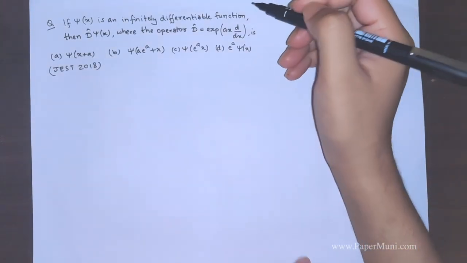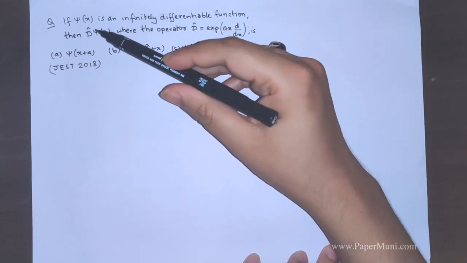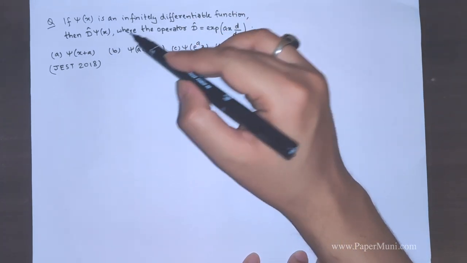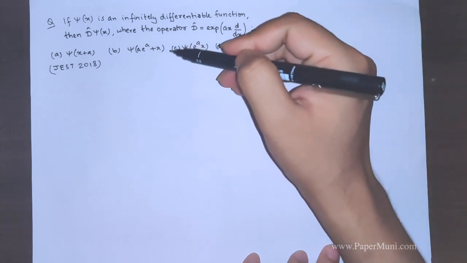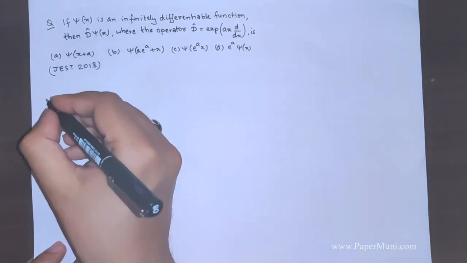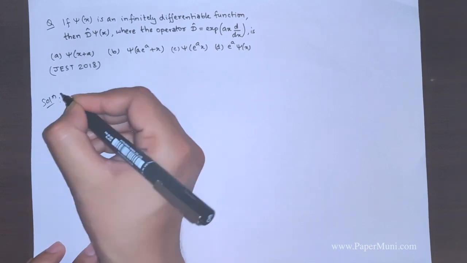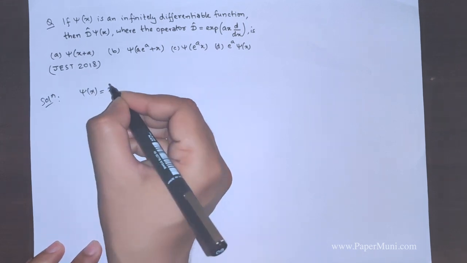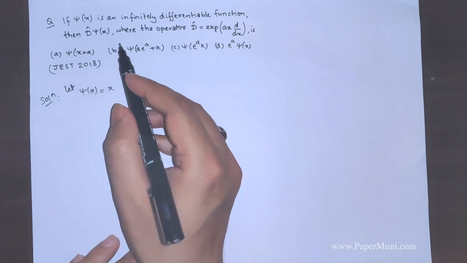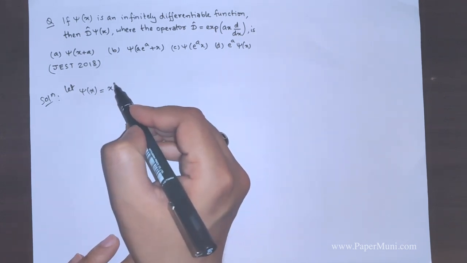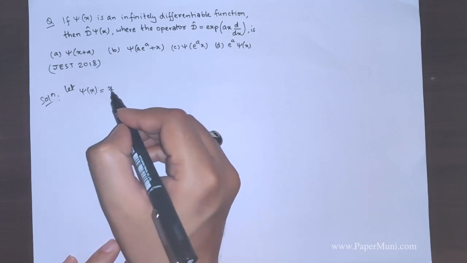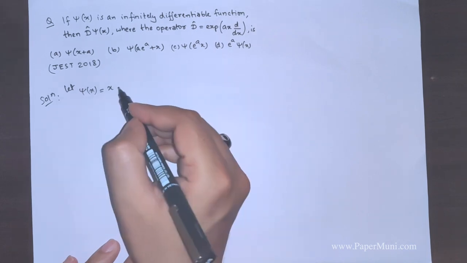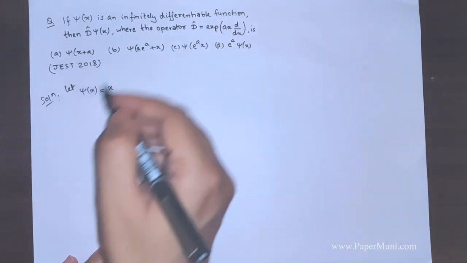Now, this question is a very interesting one. It was asked in JEST 2018. If psi of x is an infinitely differentiable function, then the D operator acting on it, where the D operator is defined as this, can be written as which of the following. So it's better to assume the form of the function, say let psi of x be x. We can take a general power also, but let's start with simple functions. So this can be differentiated infinitely. You can keep on differentiating it even after you get zero. So it's infinitely differentiable, right?